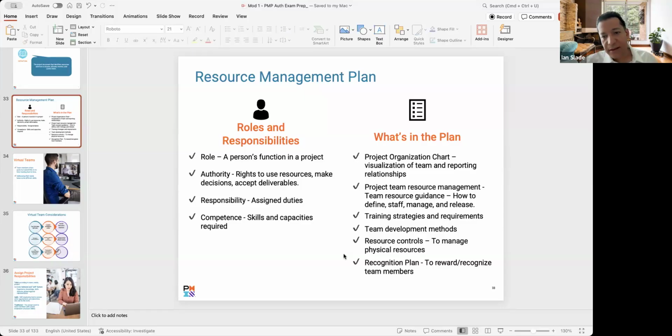And last but not the least, recognition plan, how to reward or recognize team members. Okay. Rule of thumb, you want to praise in public and you want to provide constructive feedback in private.